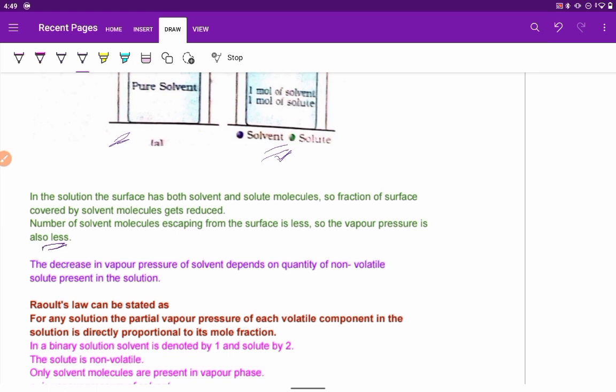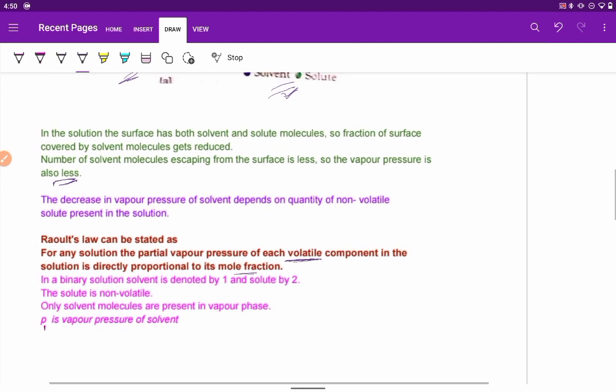And we can state Raoult's law. It can be stated as, for any solution, the partial vapor pressure of each volatile component in the solution is directly proportional to its mole fraction. This only I stated some time back. Here, this is to be noted very clearly that the partial vapor pressure of each volatile component in the solution is directly proportional to its mole fraction. So the volatile term is very important here. So the important word is volatile here.